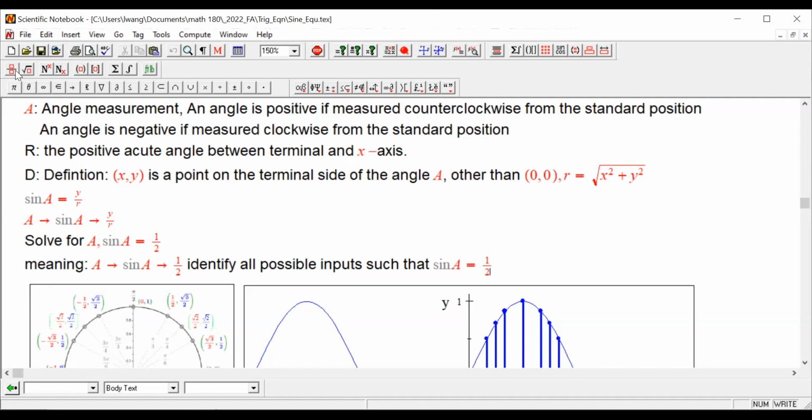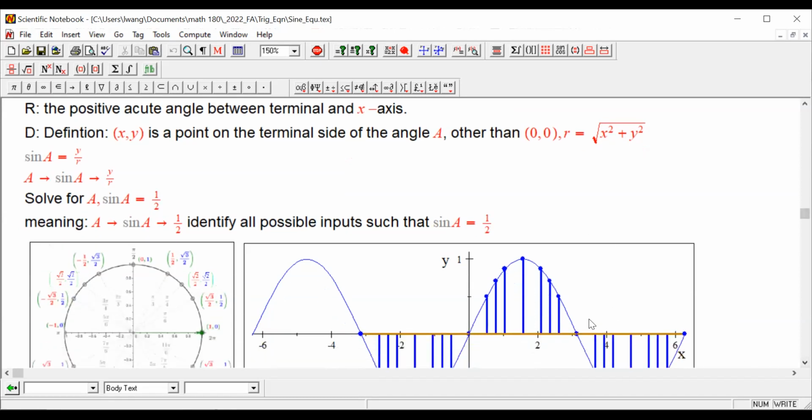So we know previously when we were graphing the points, we select the input. From input, we find the output. So we get all of these vertical lines, right? So now we know the output. We want to identify all the possible inputs. How do we do that?